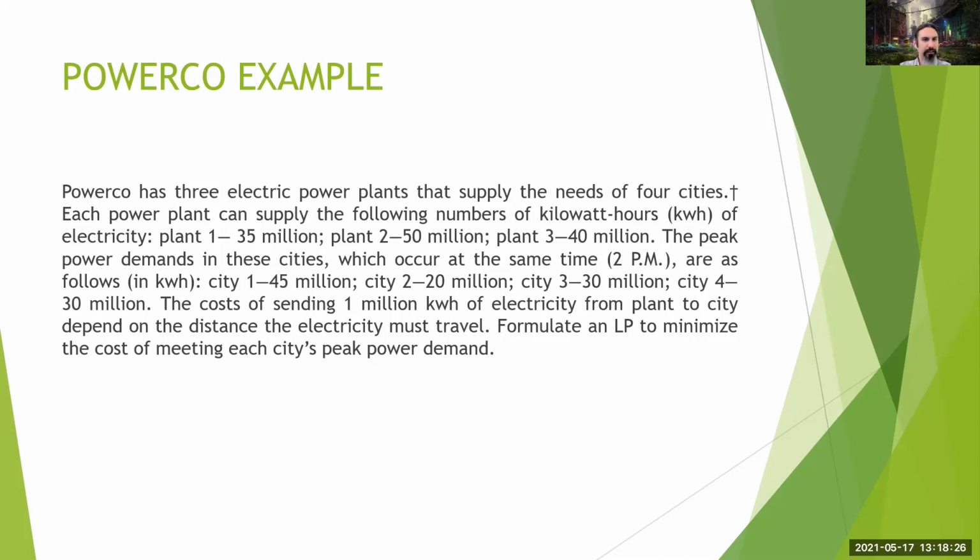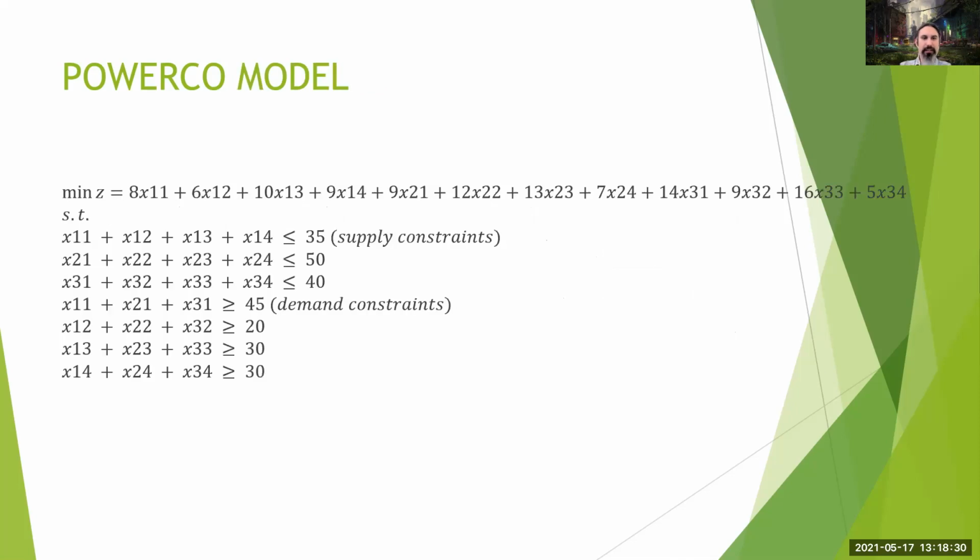Now, the table is missing over here. There should be a distance table, but still, this is the model. These are the distances, as you can see, 8, 6, 10, 9, 9, 12, 30, etc. This one was missing, but I will add them and change them later on. But still, these are the costs for sending those, and these are the supply constraints and the demand constraints.